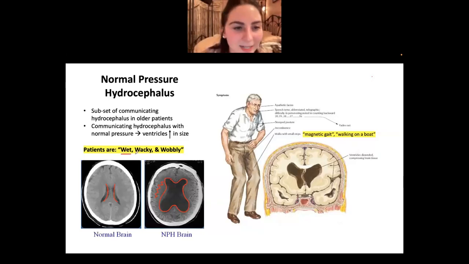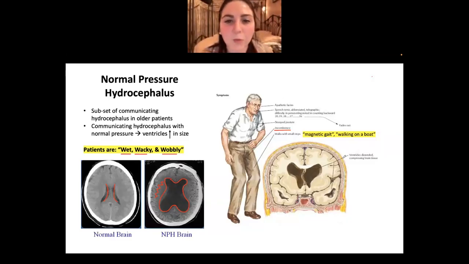And Dr. White does talk about this, and everyone always mentions that these patients are wet, wacky, and wobbly. You can see here, wet is for incontinence. Wacky, they're just going to be acting all weird. They talk about it here, like they're apathetic, their speech is odd, they're just acting a little weird, and then they're wobbly.